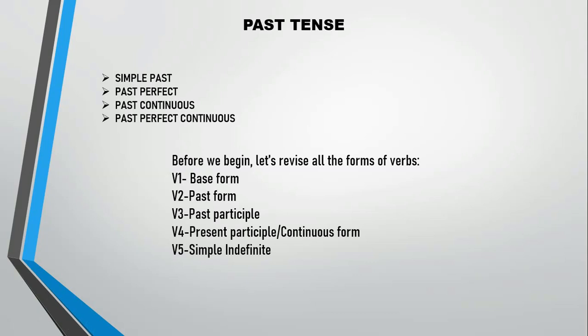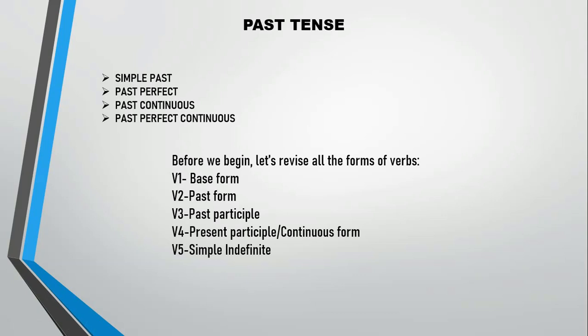V1, which is called the base form, or you can say the present form of the verb. Now V2 is called the past form, which is basically formed by adding ed or t to the base form of the verb. Then we have V3, which is formed by adding ed, t, or en. For example, dream, dreamt, dreamt, or dream, dreamed, dreamed. So both the forms are possible here.